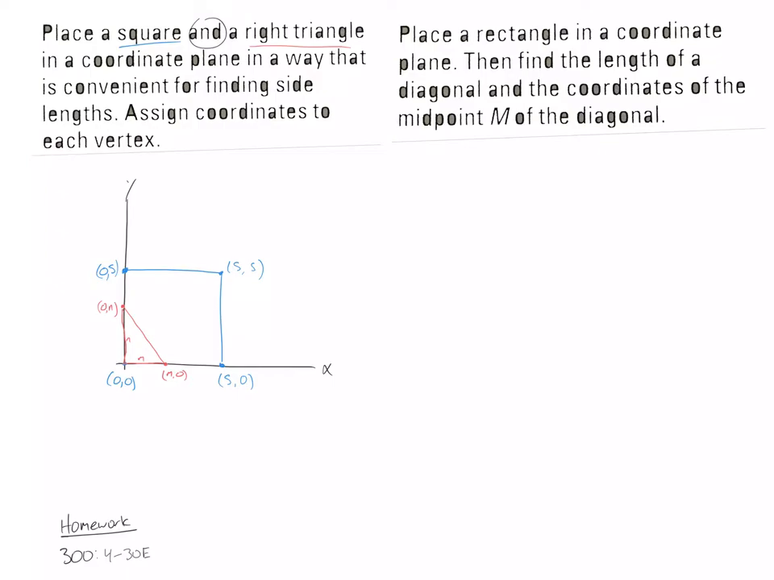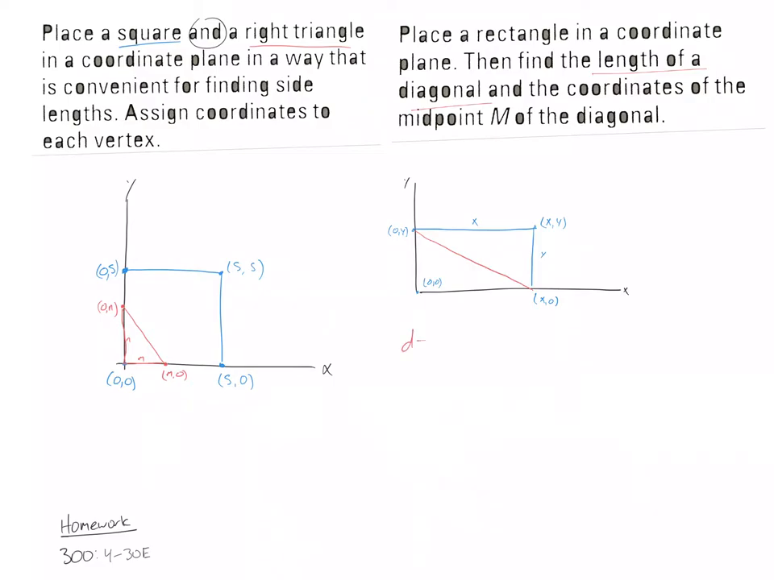Here, example 4 says, place a rectangle in a coordinate plane, then find the length of a diagonal and the coordinates of the midpoint M of the diagonal. So let's go ahead and try to put one of these on here. Alright, as you can see, I've drawn the rectangle up there in blue, and the diagonal I've drawn there in red. So to find the length of the diagonal, I could have gone the other way from point 0, 0 up to x, y. Either way would be the same.